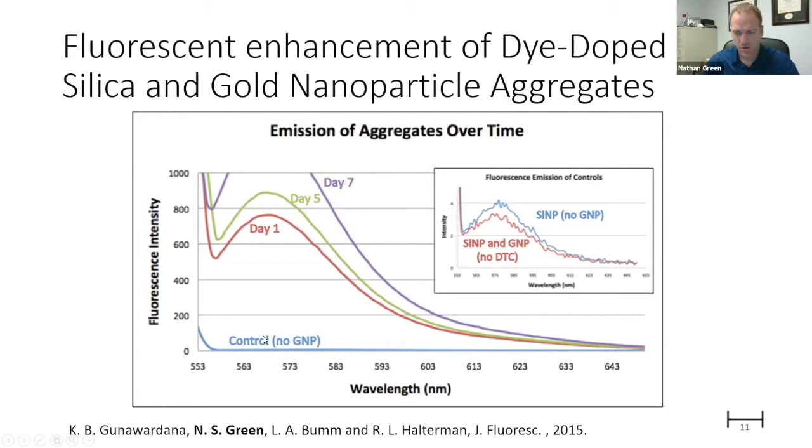When you add gold and you let them mix for a while and those aggregates start to form, this is the same solution, just capped, taken over a series of days. After the first day, we went from basically no emission up to just below 800. After 5 days, above 800. And after 7 days, we actually couldn't measure it because the intensity got so high that it maxed out our instrument here. So we saw this tremendous increase in fluorescence intensity.